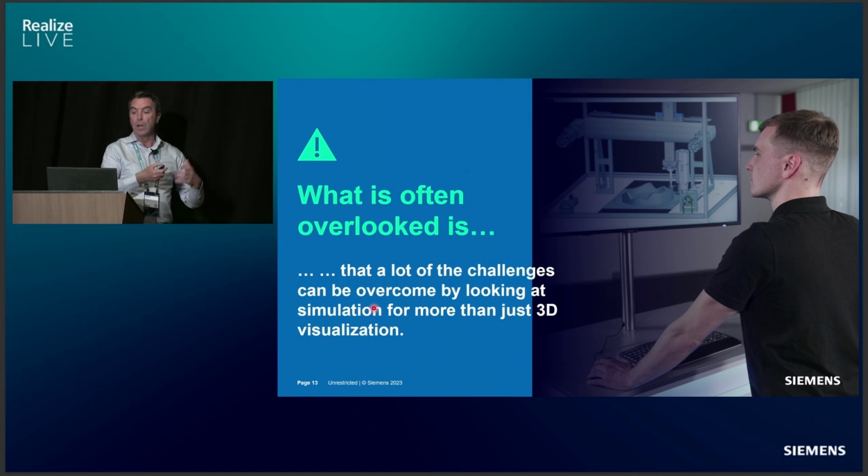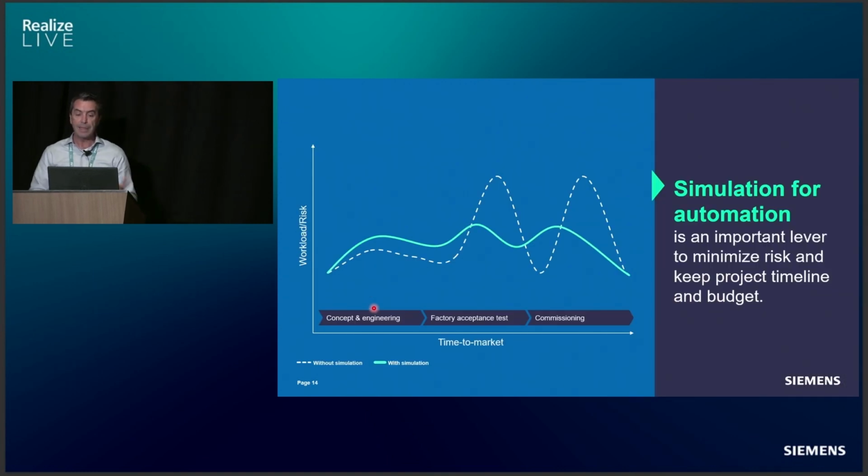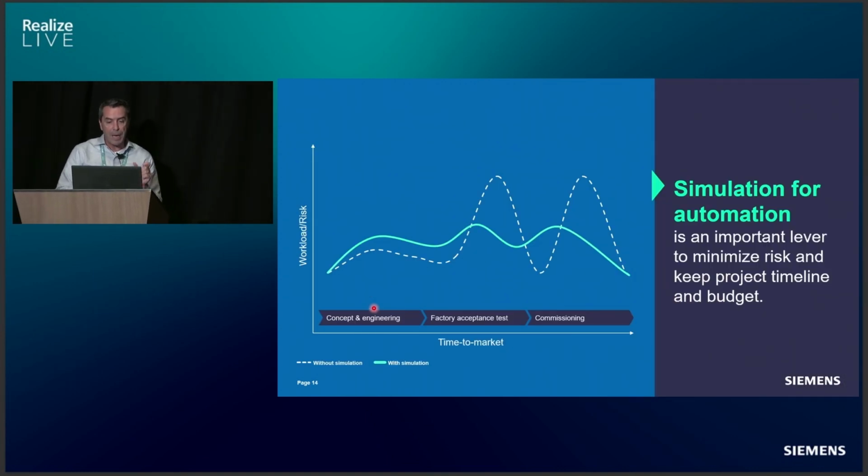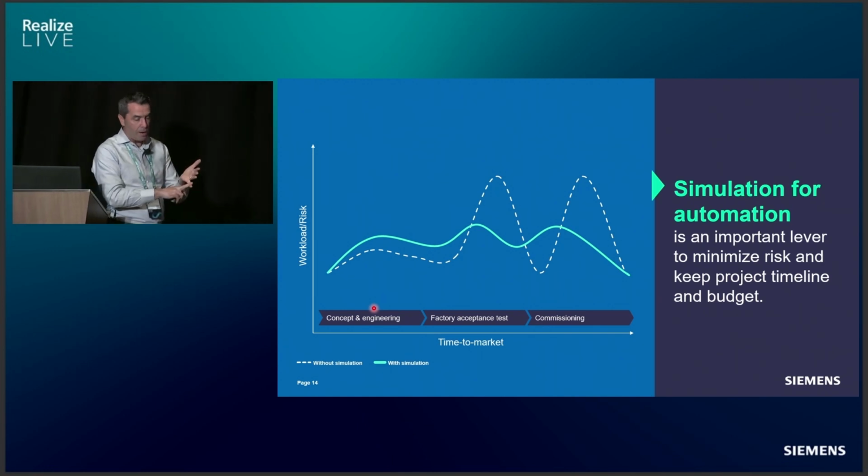And of course then, what's overlooked is that simulation is more than just a 3D visualization. And that's like the main point I want to try to make here. And this little graph just shows, especially if you look at time to market versus the workload or the risk, when you get towards the commissioning end of it, that's where, what does it cost?